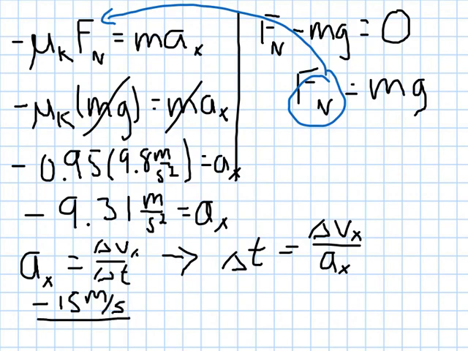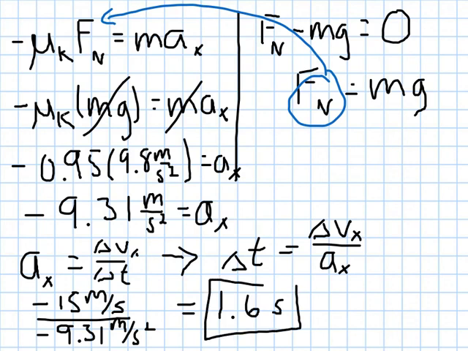And I divide by my acceleration, which is a negative 9.31 meters per second squared. And so this is going to wind up giving me a time of about 1.6 seconds. And I have solved this problem.